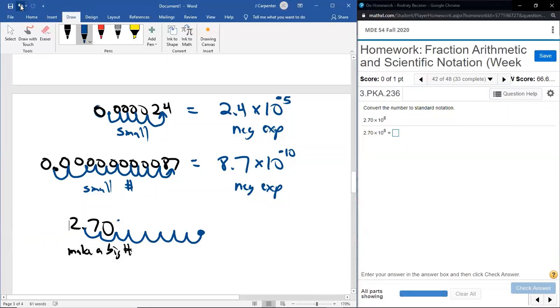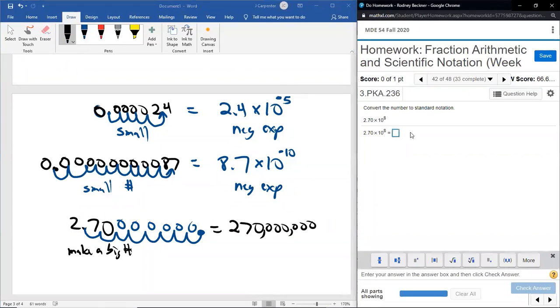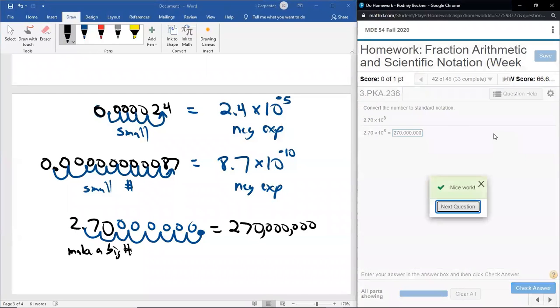There's our decimal. Filler zeros as needed in the little spaces. So that number would be 270, and then 1, 2, 3, 4, 5, 6 more of them. 1, 2, 3, 4, 5, 6 commas to make this easier on us. 270 million. And I believe this should take it with or without the commas. I'm going to try with commas, since I know it'll take the regular way. We got it right.